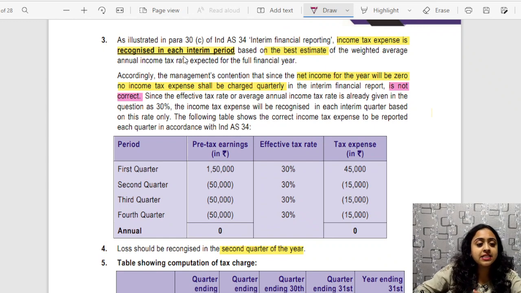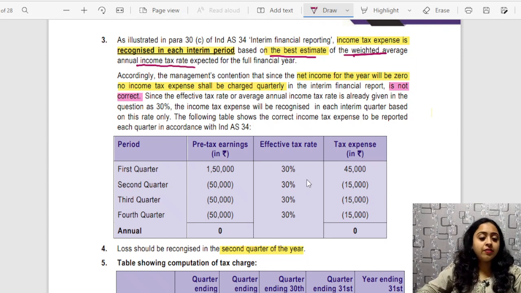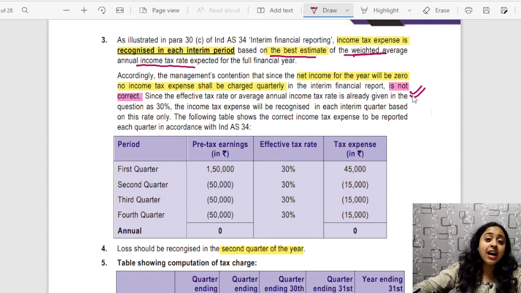Income tax expense is recognized in each interim period based on best estimate of the weighted average annual income tax rate. Okay, weighted average annual income tax rate. Net income for the year will be zero. The view that no income tax shall be charged quarterly in the interim financial report is not correct. You have to charge it as and when it occurs as per the weighted average effective rate. Okay, there is no other way around.